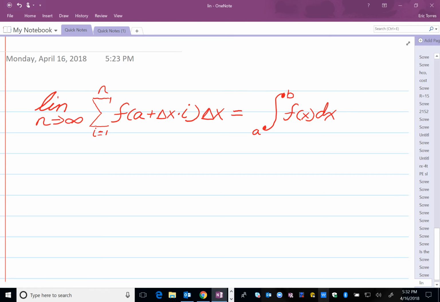Okay, we've been dealing with Riemann sums, and we have our notation for our right-hand sum given here as the limit as n approaches infinity. What I'd like to introduce now is how we're going to connect this to what we've been doing with calculus, with the derivative and antiderivative.